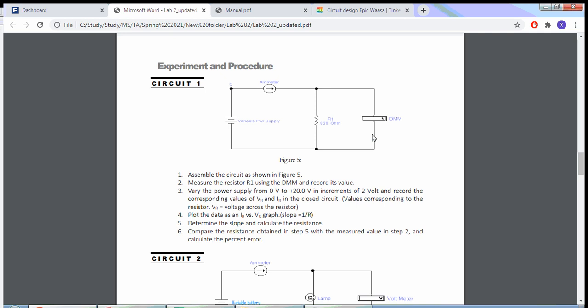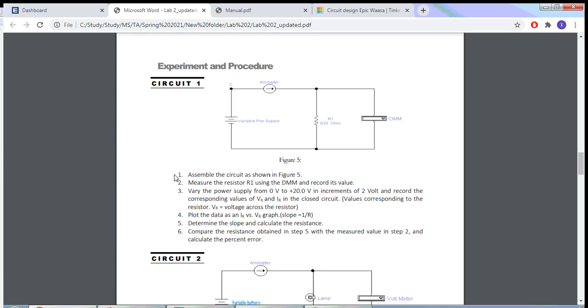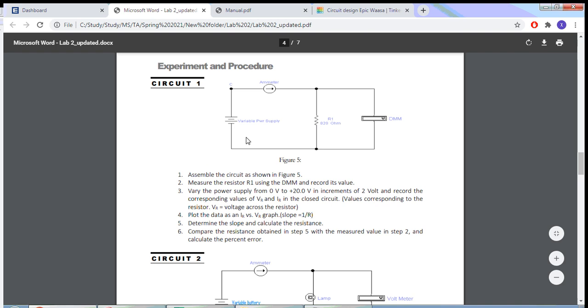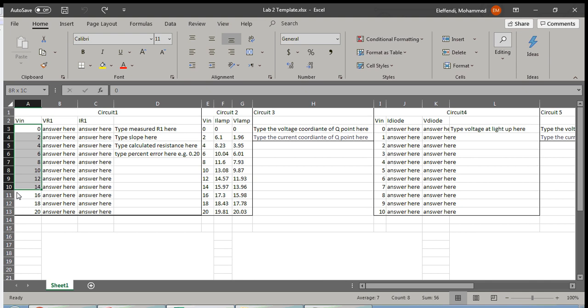If you are doing this lab in person, measure the value of R1 and record its value in here. If you are doing it online, then you can simply put this to 820 ohms. Then you're going to vary the power supply voltage from 0 to 20 volts, just like in here, and record the voltage across the resistor and the current going through it. So this is going to be the voltage, and this is the current.